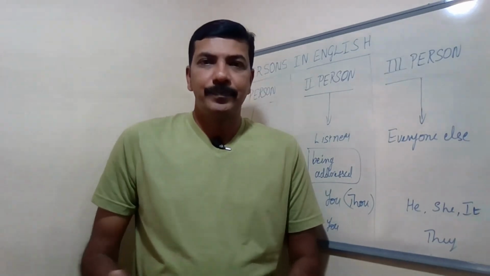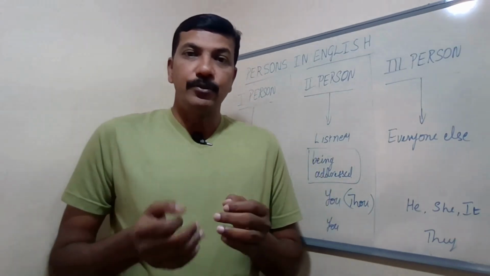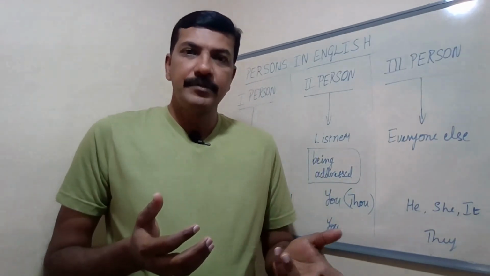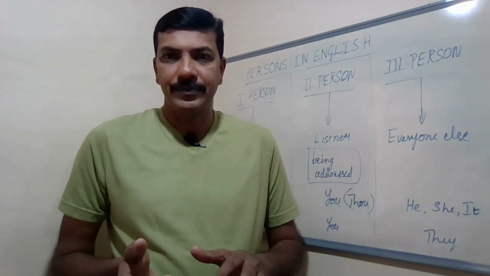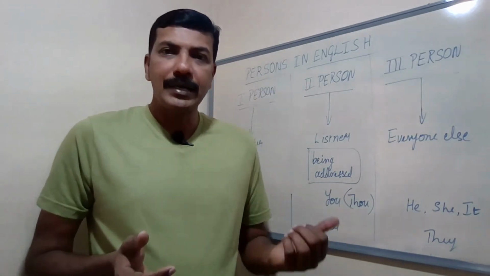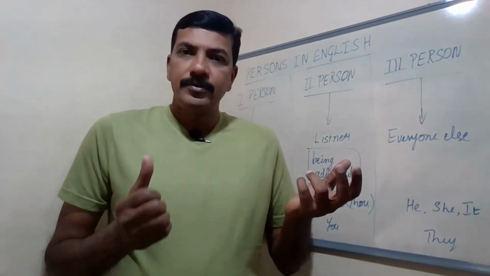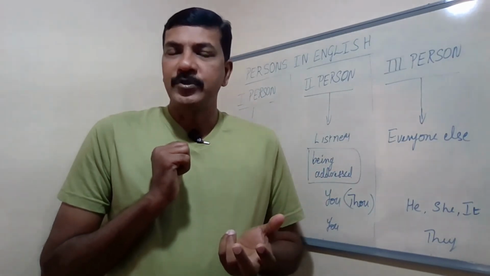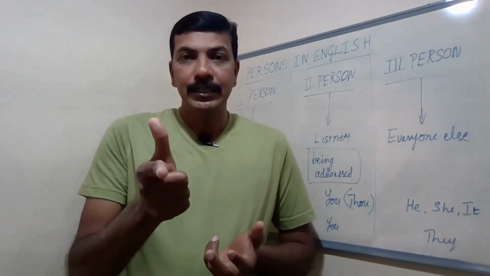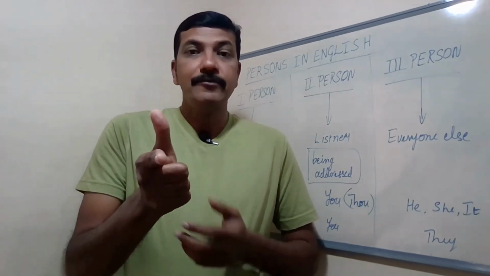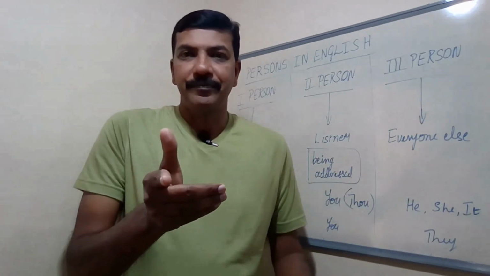Anyway, what is person in grammar? Person is a category used to distinguish between those speaking, those being addressed, and those who are neither speaking nor being addressed. These three are known as first person, second person, and third person. Those who are speaking: now I am speaking, so I is the first person. I am speaking with you, so you are the second person. And we are talking about others: he, she, it, third person.